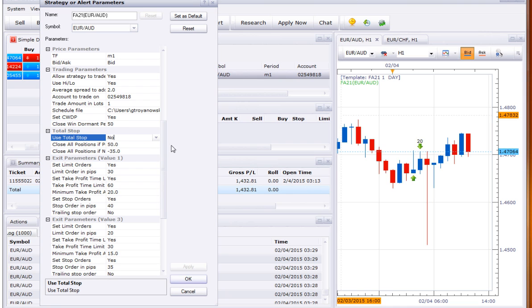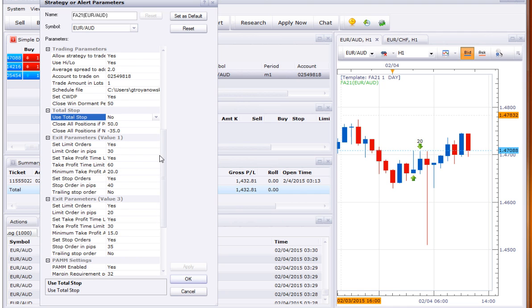Total stop. If you were using FA21 in multiple currency pairs, use total stop. This is a way for you to instruct the system to close out all positions if all the positions sum to plus 50 pips, and close all positions if all positions are summed to a minus 35 pips. It's a way to restrict your losses and to take profits when you feel, again, you can put this at any number. I don't use it because I'm only using one currency pair, but if you select this to yes, then if you have multiple currencies traded with FA21, it'll close them when those parameters are set.